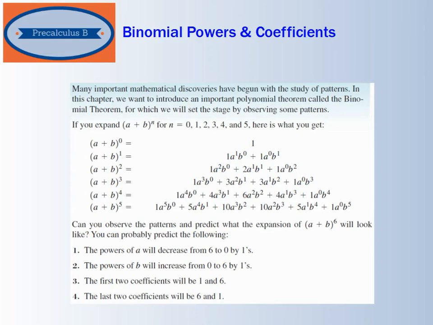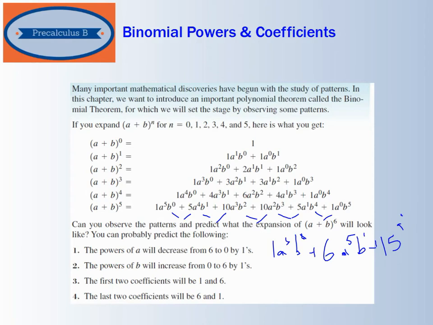The first two coefficients are going to be 1 and 6. The last two will be 6 and 1. Notice it's just going to be the sum. We're going to have a 15, a 20, a 15, a 6, etc. So if we were to write out the entire thing, it's going to be 1, a to the 6th, b to the 0, plus the next one's going to be 6, a to the 5th, b to the 1st, plus 15, a to the 4th, b squared, etc.